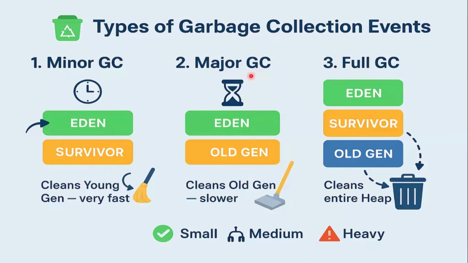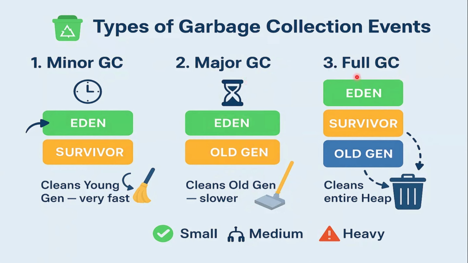Next one, major GC. This is also called old gen GC, which cleans the old generation. These are less frequent but take more time. For example, if the cart object keeps references even after checkout, it survives into old gen. Major GC will eventually try to clean this.